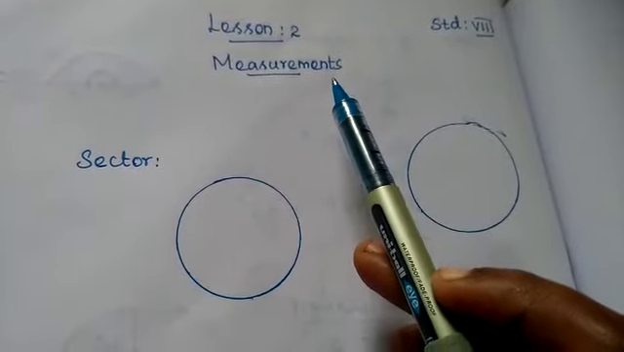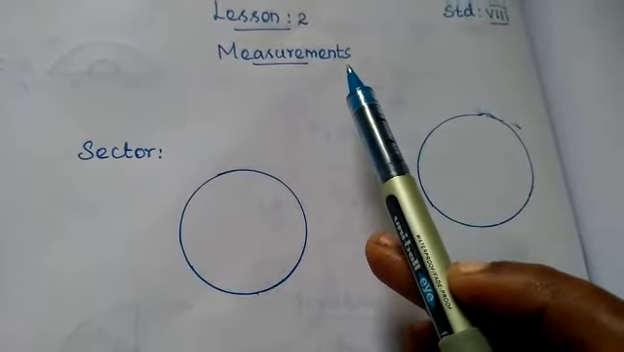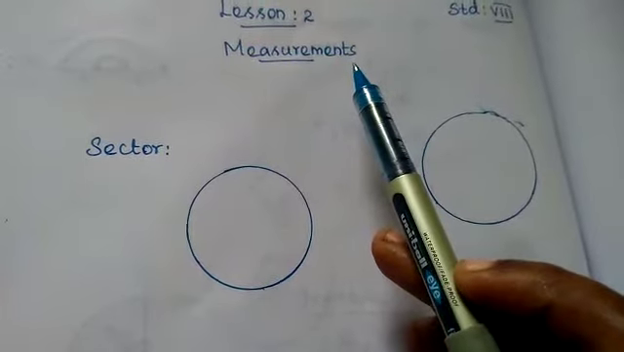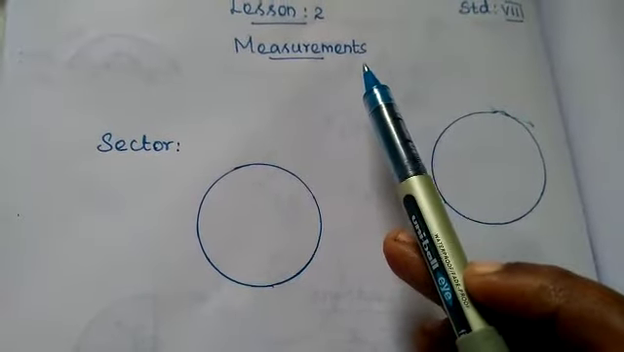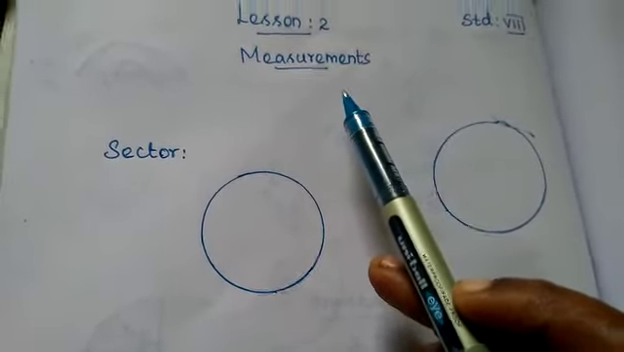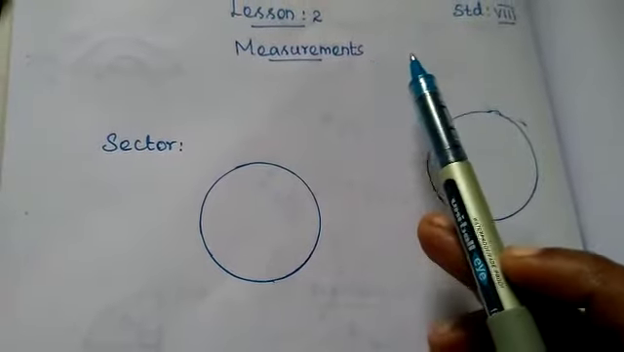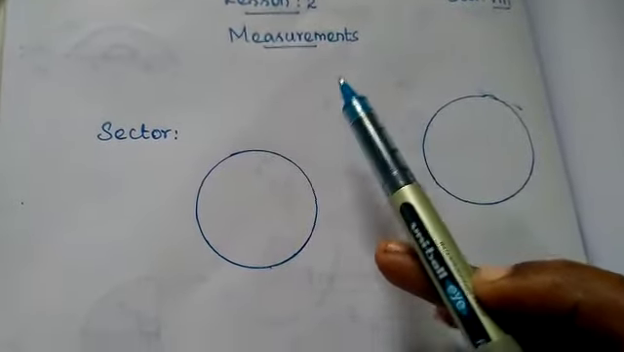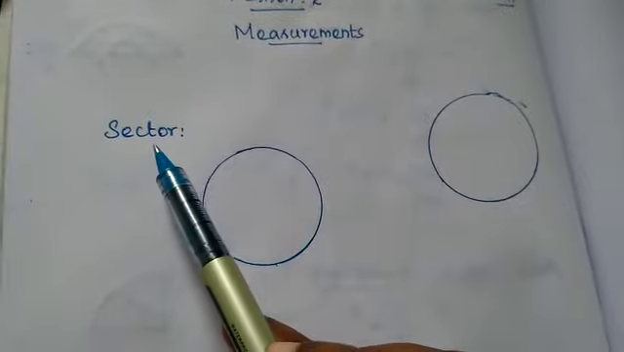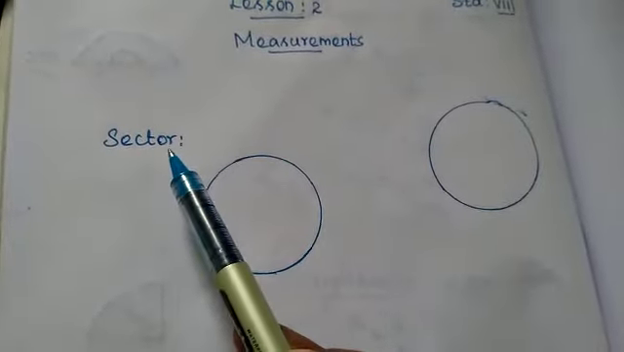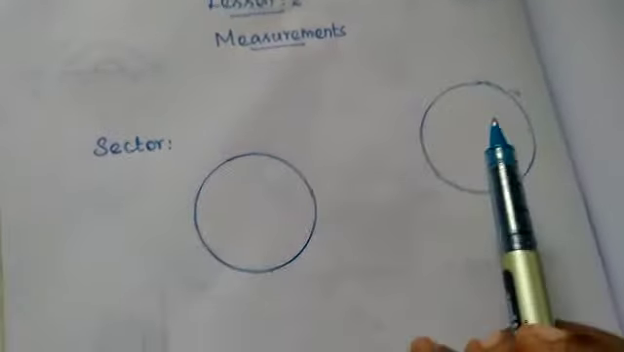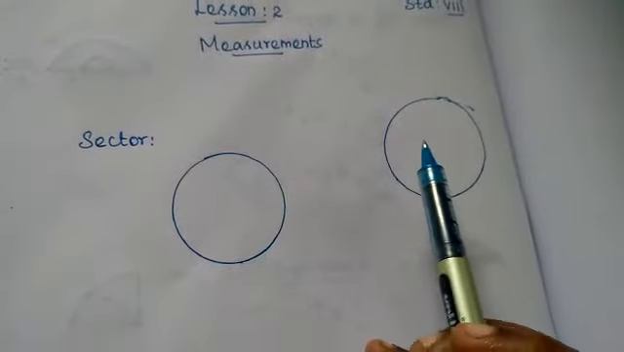Today we are going to a new topic named measurement. In the previous classes we learned the area of a square, rectangle, triangle, etc. In this chapter we are going to study about sector. Before learning sector we must know the definitions and formulas of the circle.